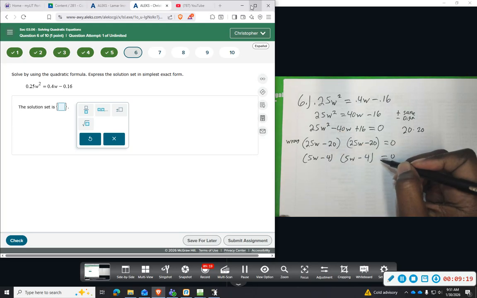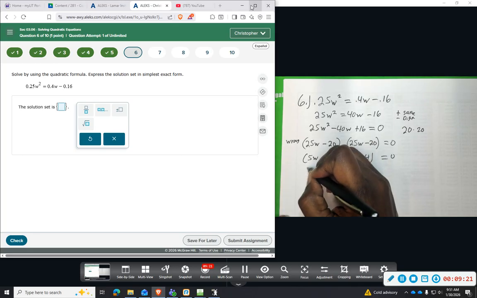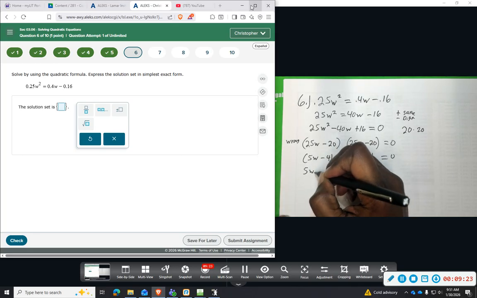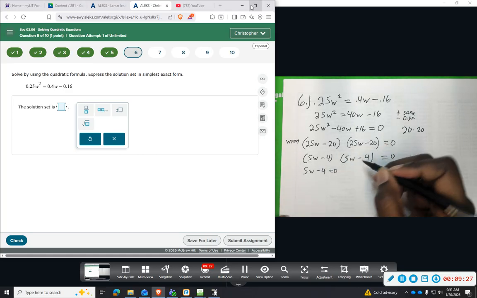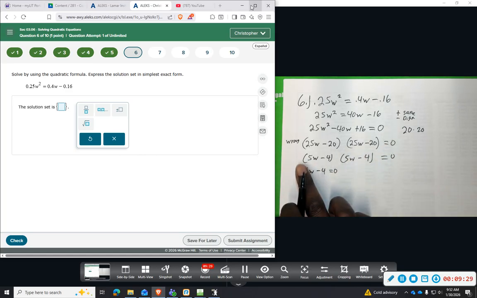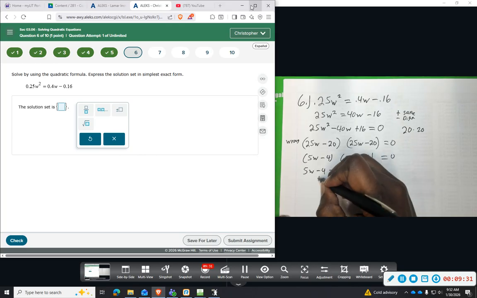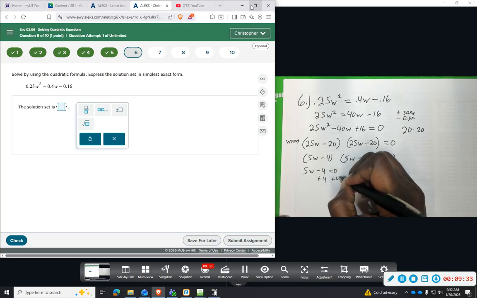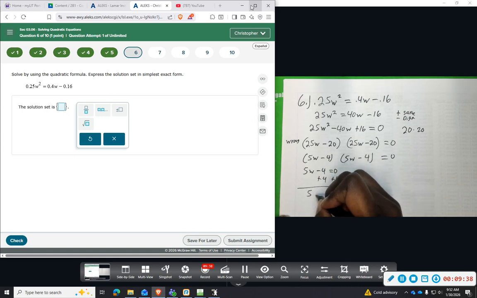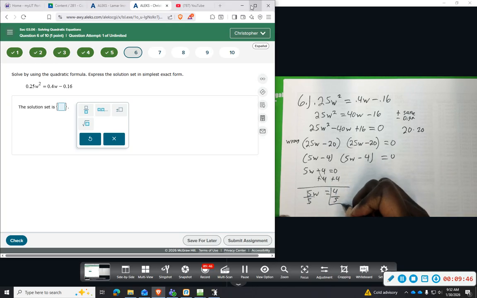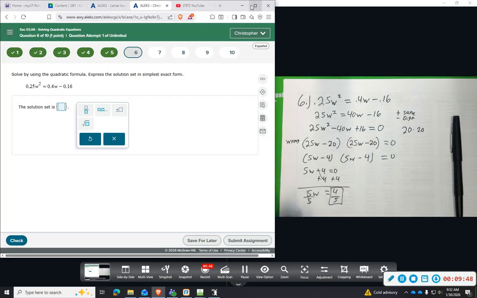All right, from there, we would set these terms equal to 0 and solve for w. Now, since they're the same, it's a double root, and I will just get one answer, but you add 4 to both sides. That will give you 5w equals 4, and then divide by 5. So we get w equals 4 over 5.